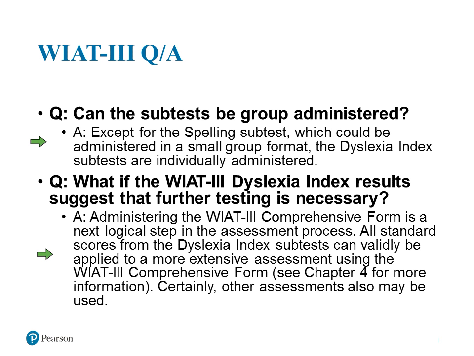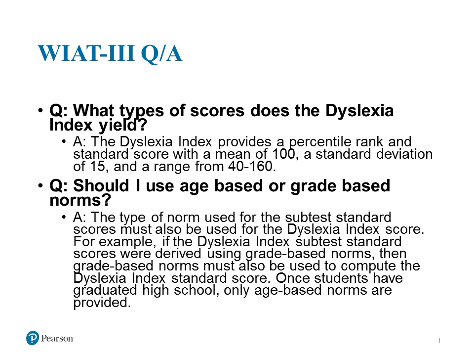What if the Dyslexia Index results suggest that further testing is necessary? So you could administer at that point the comprehensive form. It's the next logical step that we think about. All the standard scores from the Dyslexia Index subtest can be applied to a more extensive assessment. So in that situation, if you give the Dyslexia Index Scores, you don't need to re-administer them. You would then use them in the comprehensive form if you felt like you had to get more information.